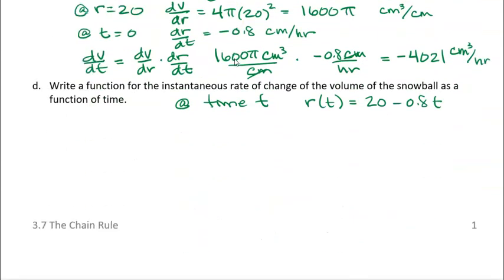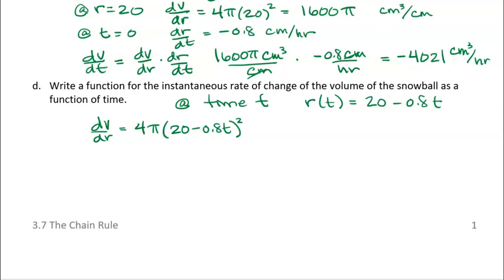So I'm just using this arbitrary time t. That means dV/dr is equal to 4 pi times r squared, and r squared is (20 minus 0.8t) squared, for whatever value of t we choose. So we're basically going through the same process that we did in part C, just now using an arbitrary time t.